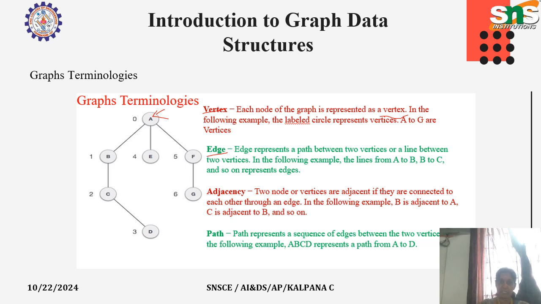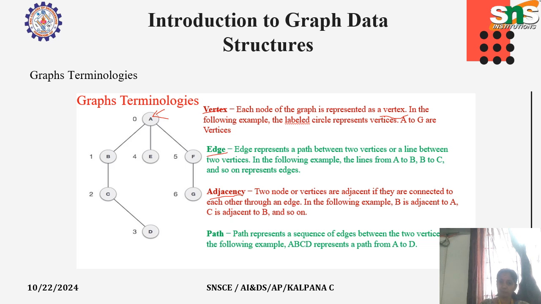Next is adjacency. Two nodes or vertices are adjacent if they are connected to each other through an edge. Here A and F are adjacent because both are connected. A and E are connected. A and B are connected. B and C are connected. C and D are connected. So these are all adjacency.